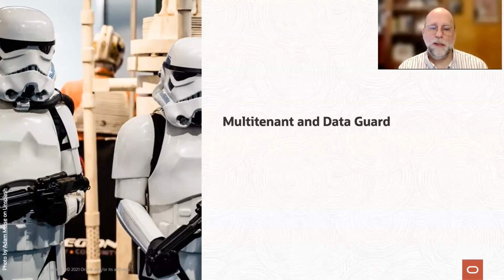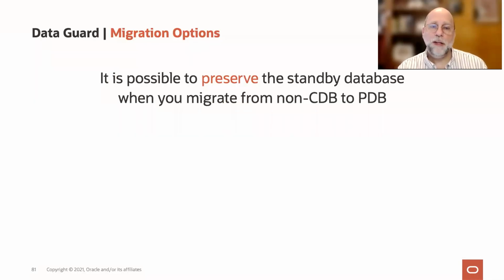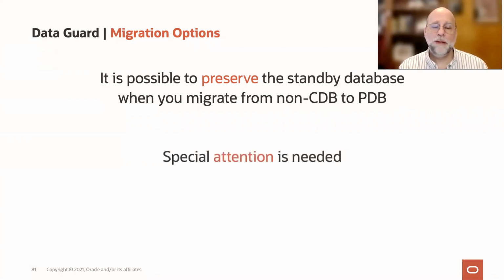So you can probably see that fallback strategies are an area that does require some level of special consideration when you're moving from non-CDB to PDB. Another area is for those of you who are using Data Guard for disaster recovery, the interplay between multitenant and Data Guard, especially during the migration process, is something that you really have to pay attention to. The main message is that it is possible to preserve your standby when you're migrating from non-CDB to PDB, but that it doesn't happen all by itself magically as part of the process.